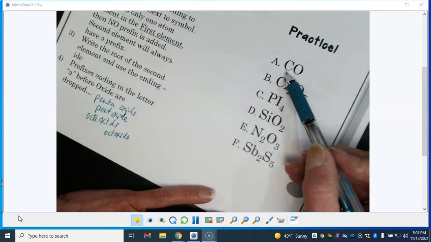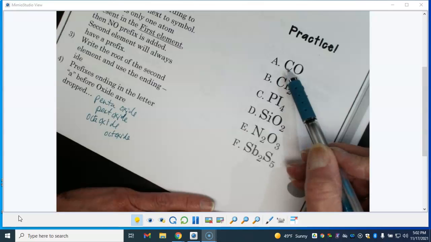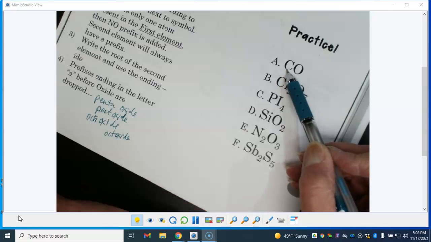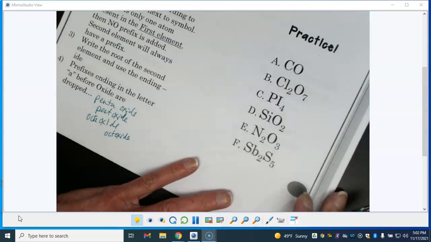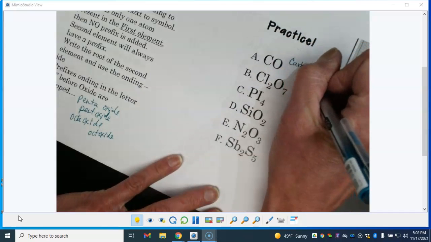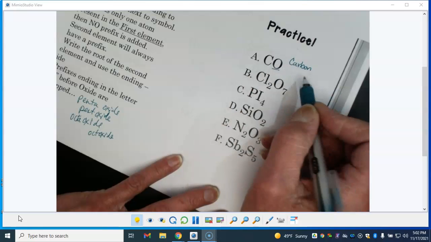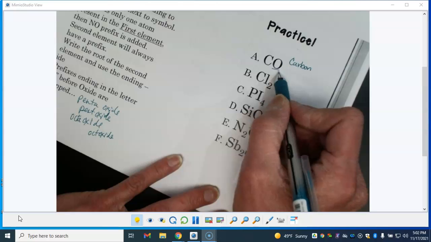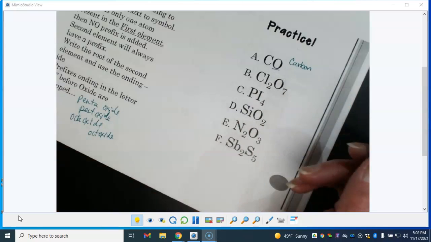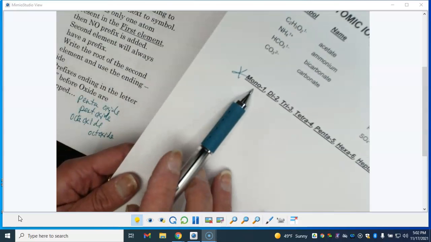So first of all, we have to decide how many atoms of the first element we have. And there's only one, and it's the first element. So we never put a prefix if there's only one atom of that element present. So I'm going to outright name this, and I'm going to name this guy carbon. That's my first element. And then I look to my second element, and I see how many atoms are present. And there's only one atom of oxygen. So I'm going to come over here, and I'm going to find my prefix. That means one, and that's mono.